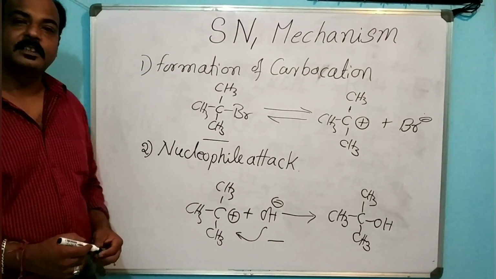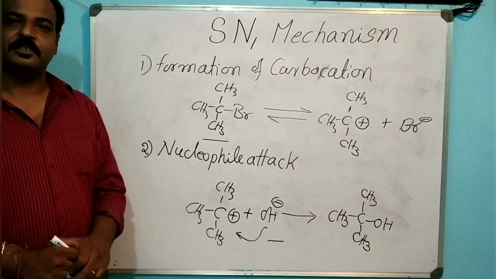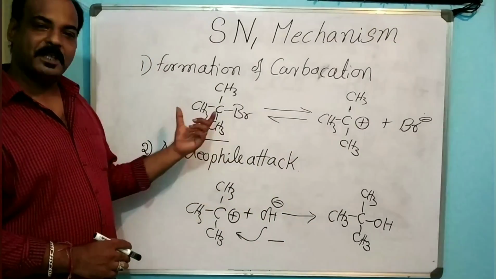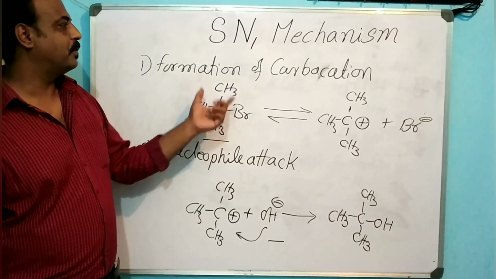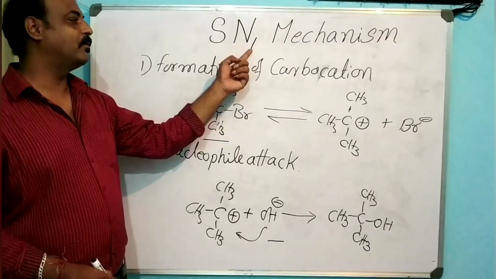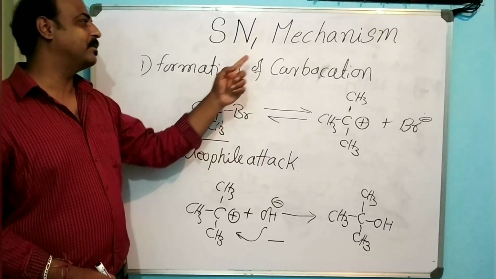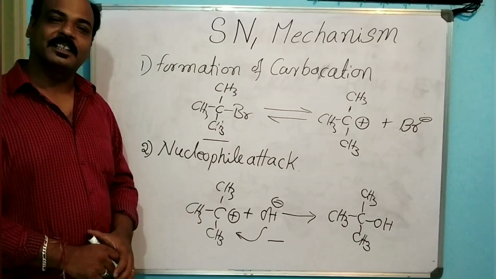So the rate of the reaction, even though it contains two reactants, will depend on only one reactant. Therefore, this mechanism is considered as unimolecular nucleophilic substitution reaction, SN1.